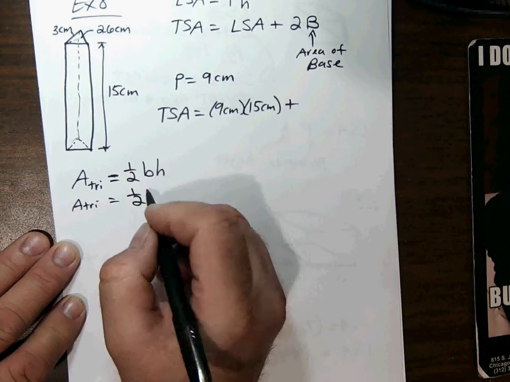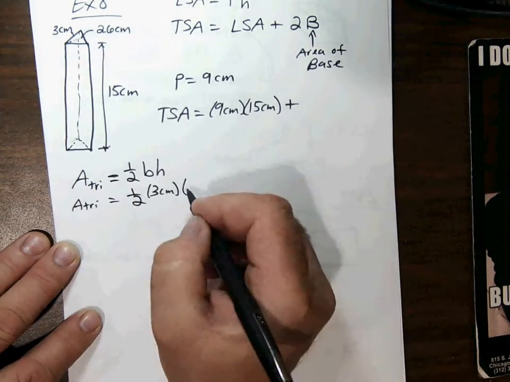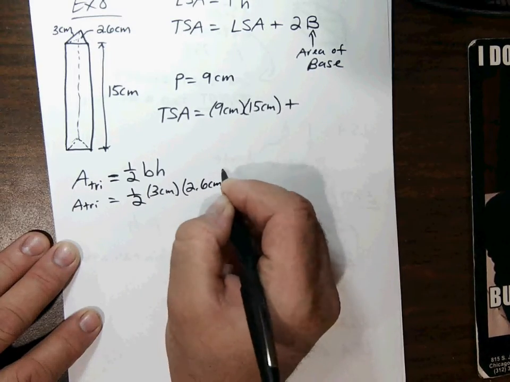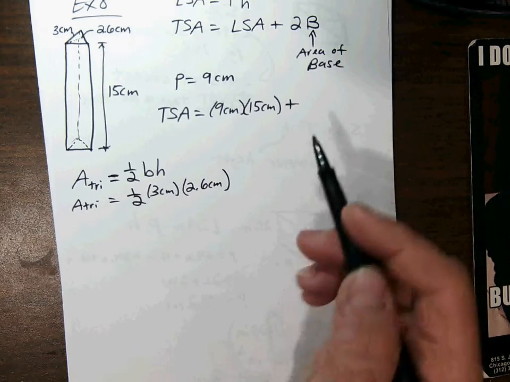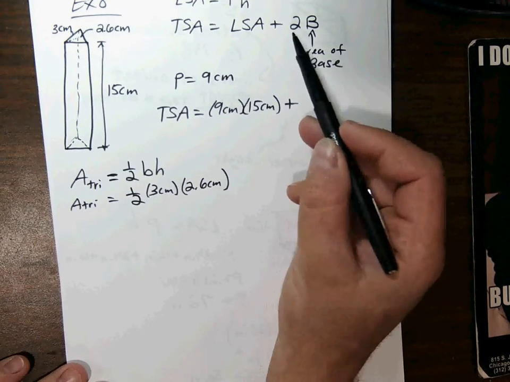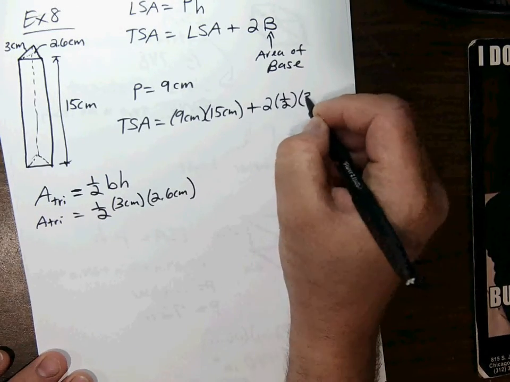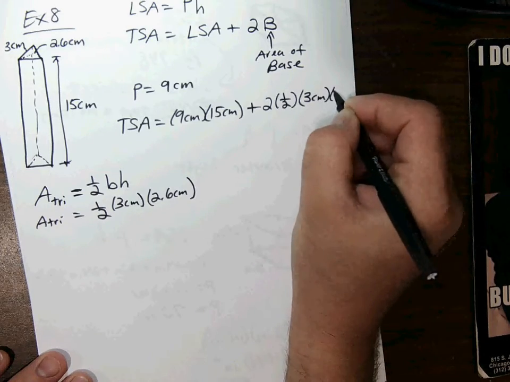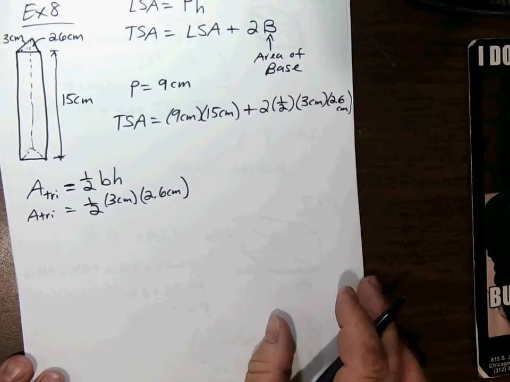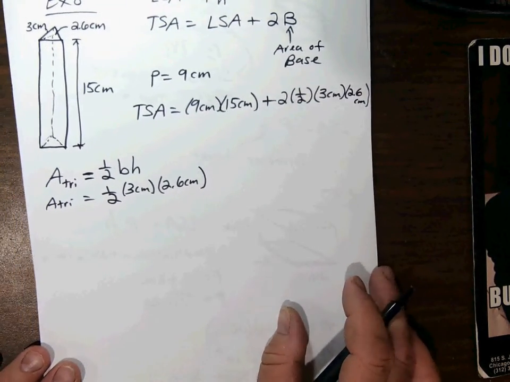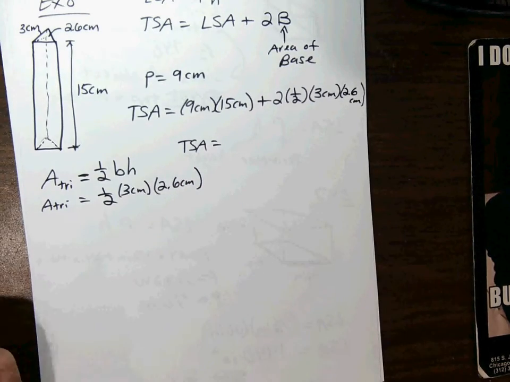Okay, so it's going to be, we'll just write this down here on the side. 1/2 little base is 3 centimeters, and height is 2.6 centimeters. Okay, that's the area of the triangle. Well, I've got to do 2 times that. Okay, so I'm going to have 2 times 1/2 times 3 centimeters times 2.6 centimeters. Okay, and that's how I'm going to find the total area of this triangular prism. Okay, so let's do it. TSA, total surface area.